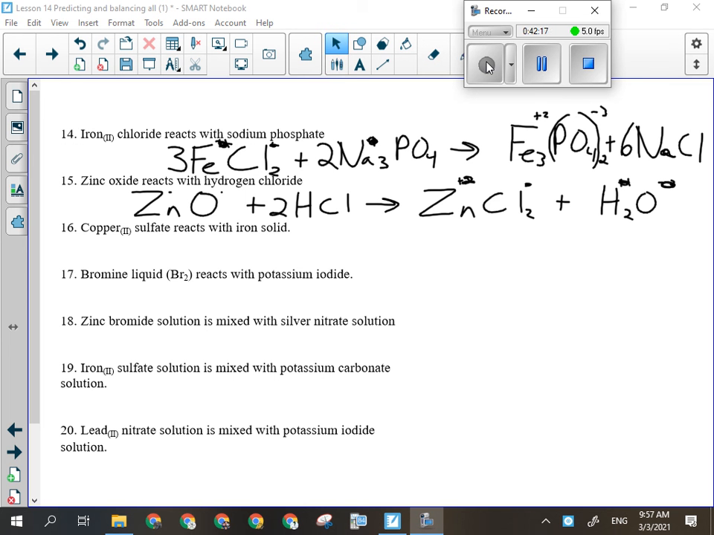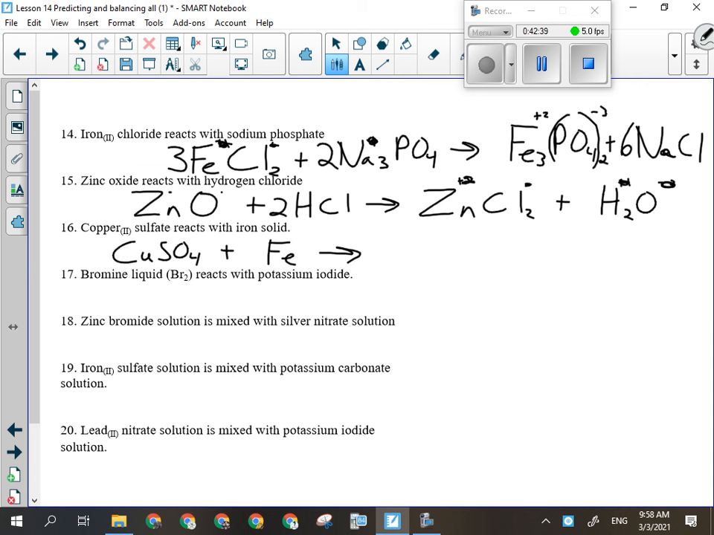16 here, guys. So on number 16, there's one thing here that happens once in a while, and we do need to address it, okay? Because it's something that can give you a bit of an issue. Okay, so on number 16, I've got copper 2 sulfate, which is CuSO4. This is a -2, that's a +2. Okay, it's reacting with iron solid. Okay, this is a single replacement reaction.